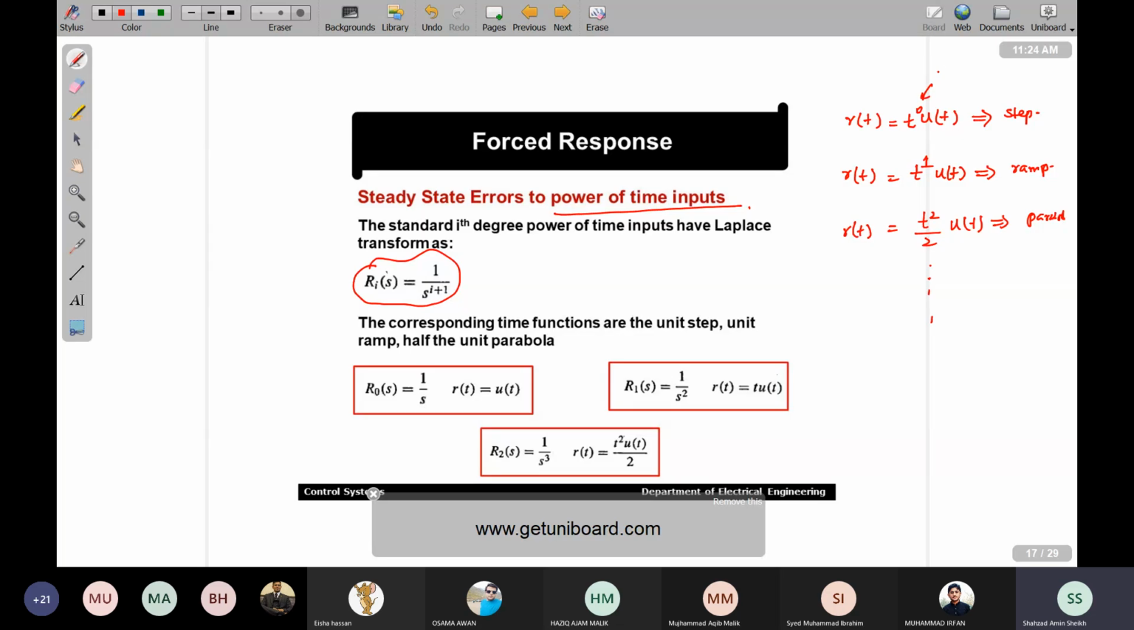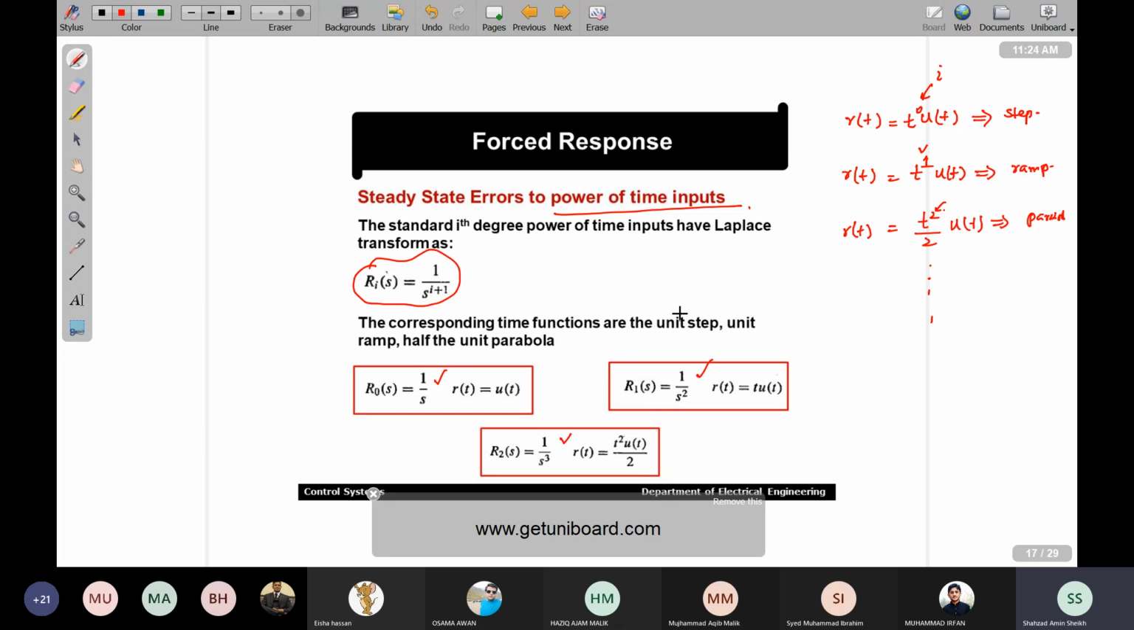ये आपके पास I है, I is equal to 0 है यहाँ पे, तो in that case that would be equal to 1 over s, 0 plus 1, 1 over s. इस केस में I is equal to 1 है, तो क्या हो जाएगा s raised to power 1 plus 1, 1 over s square, so this is 1 over s square. इस केस में मेरे पास I जो है that is equal to 2, so 2 के केस में 1 over s raised to 2 plus 1, that is 1 over s cube.